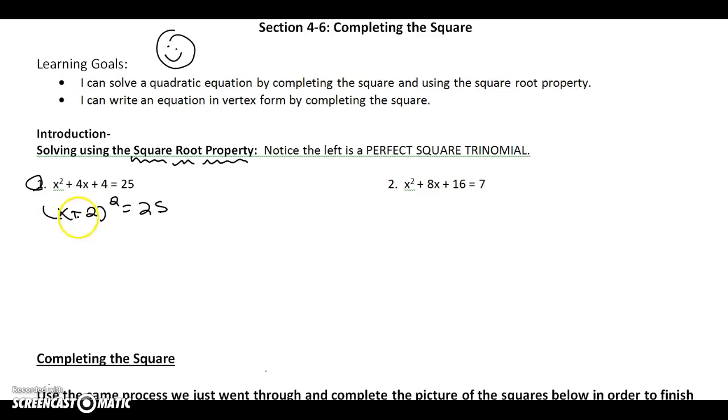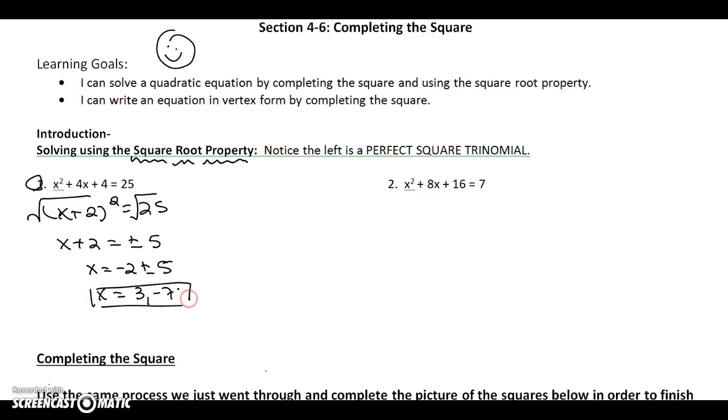What we're going to do now, in order to get rid of the square, is take the square root of both sides. When we do that, we get x plus 2 equals plus or minus 5. And of course, to get x by itself, we are going to subtract 2 from both sides. So when we do that, we get x equals 3 and negative 7, and those are our two solutions. Keep in mind that you can also solve this one by factoring. That's another option. All right, go ahead and try out number 2, and then check your work.